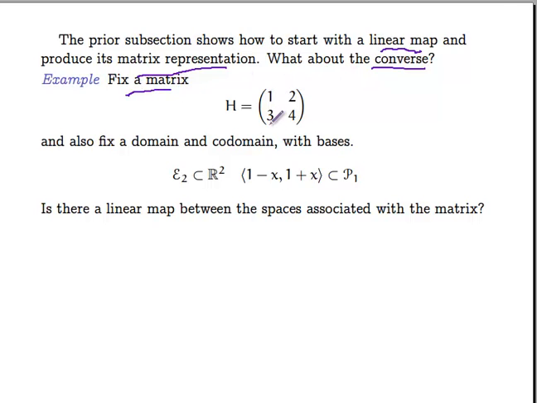So if I fix this matrix H and fix the domain and codomain, suppose I take the standard basis in R2 and I take this basis, 1 minus x, 1 plus x, which is a basis in P1. Is there a linear map between the spaces associated with the matrix? And the answer, of course, is yes, otherwise they wouldn't be asking the question.